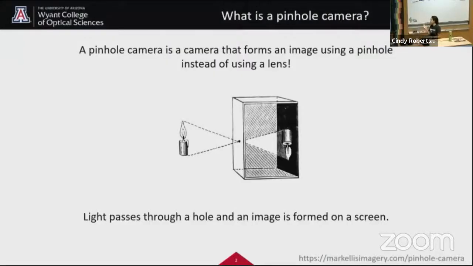A pinhole camera is a camera that forms an image using a pinhole, or just a hole in a material, instead of using a lens. So light from an object passes through this hole, and an image is formed on the screen.